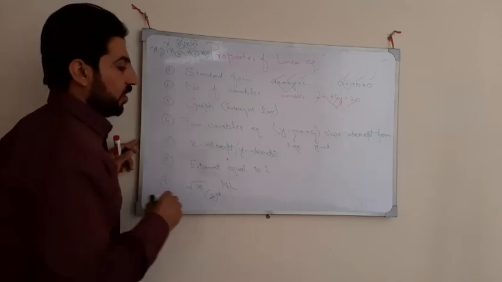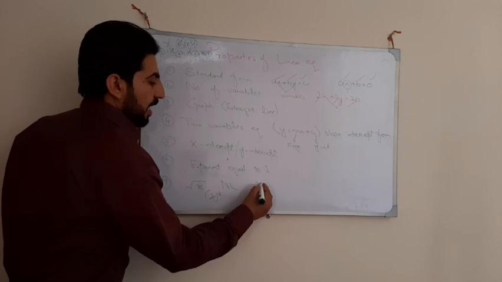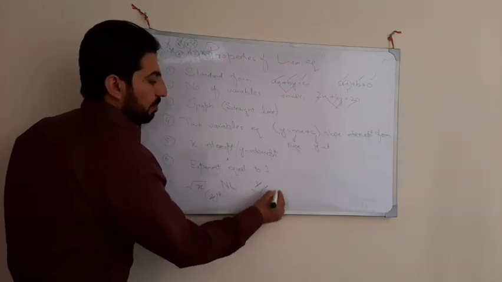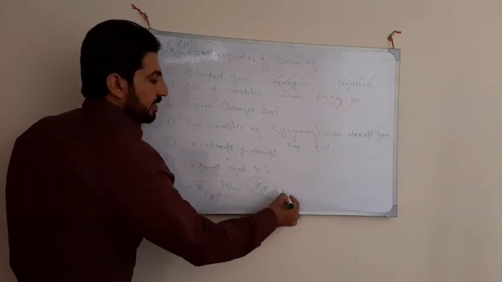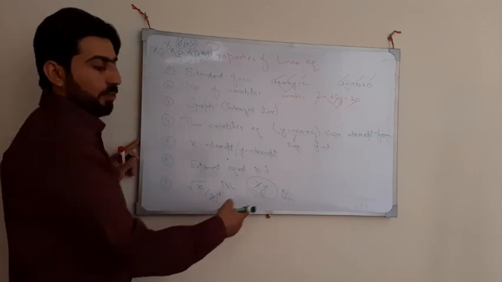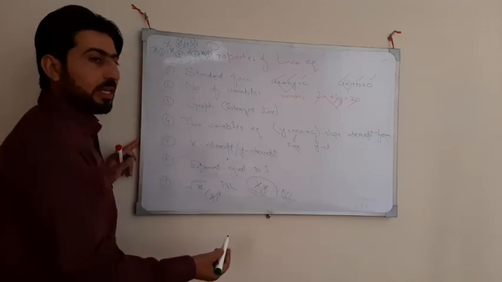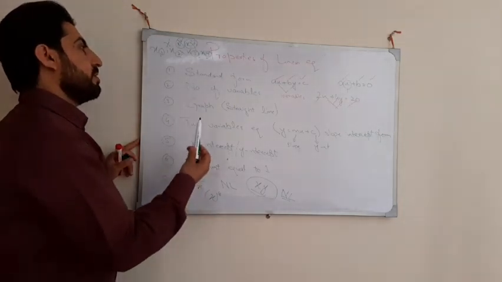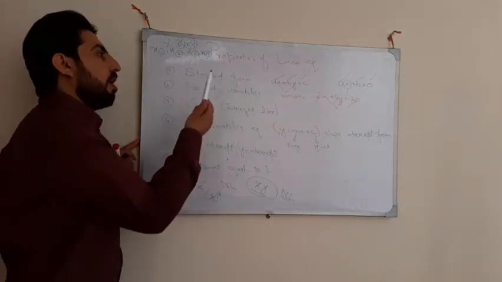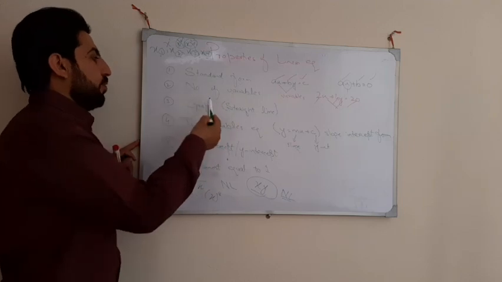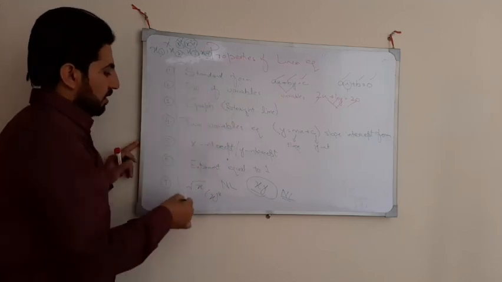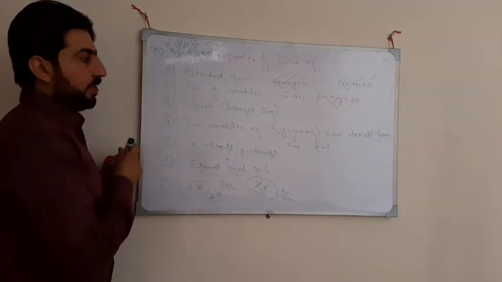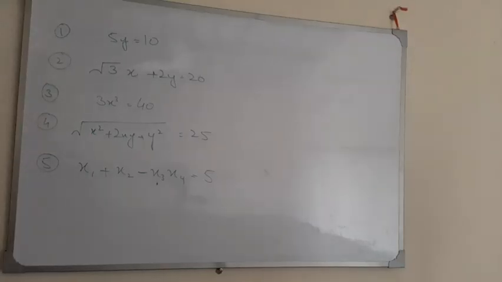Another property of a linear equation is that if two variables are multiplying with each other, then it is not called a linear equation. This is also not a linear equation. This is also not a linear equation. So students, if we are dealing with linear equations, then we must consider these properties. Moving towards the exercise.